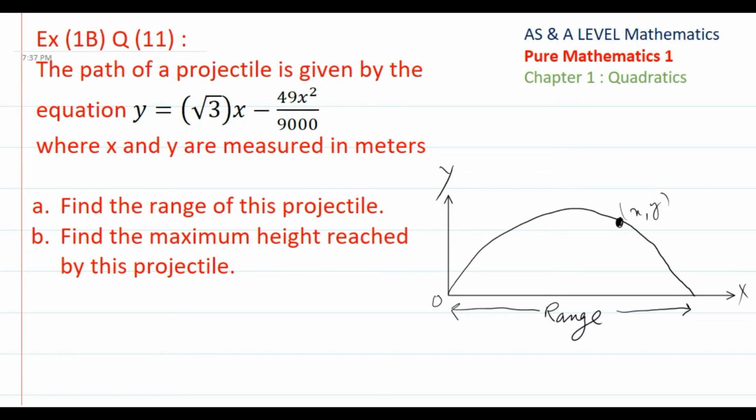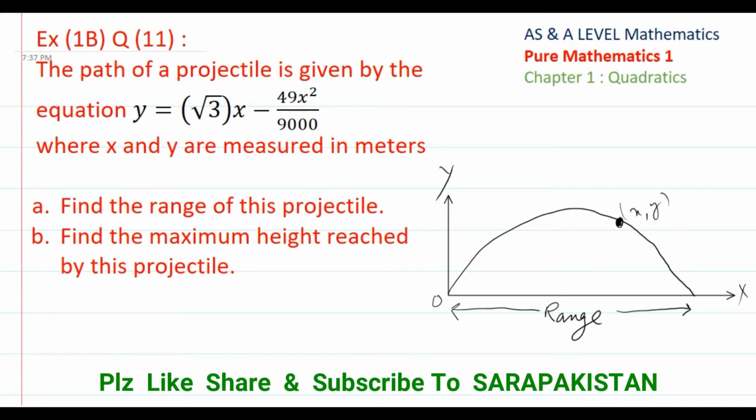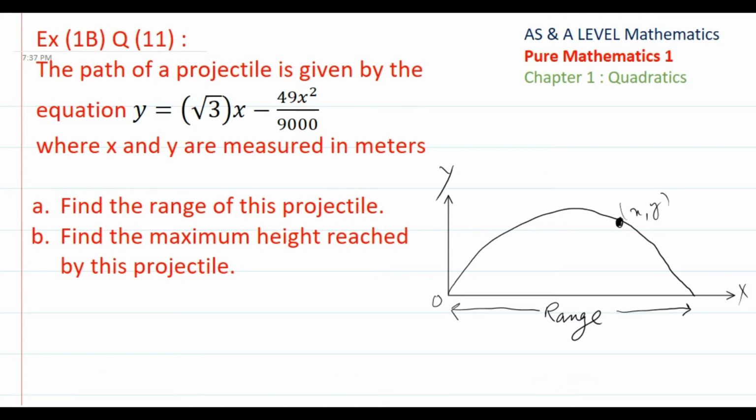Today we will solve question number 11, exercise 1b. This question is about projectile motion whose equation is given and you have to find out the range of the projectile, and in the part B you have to find out the maximum height reached by the projectile. So let's start the question. To find the range of this projectile, you need to put the value of y equal to 0.